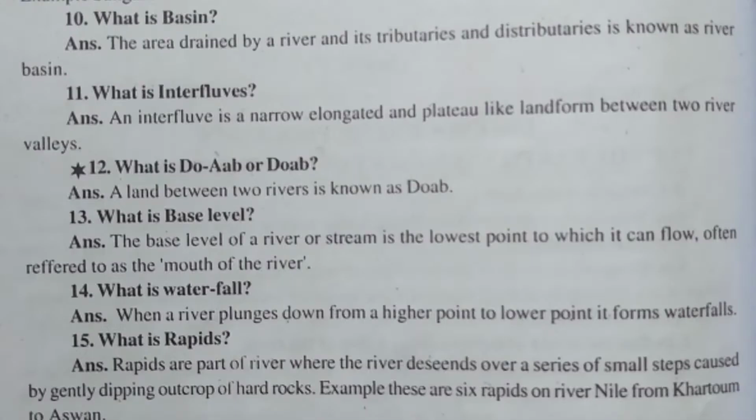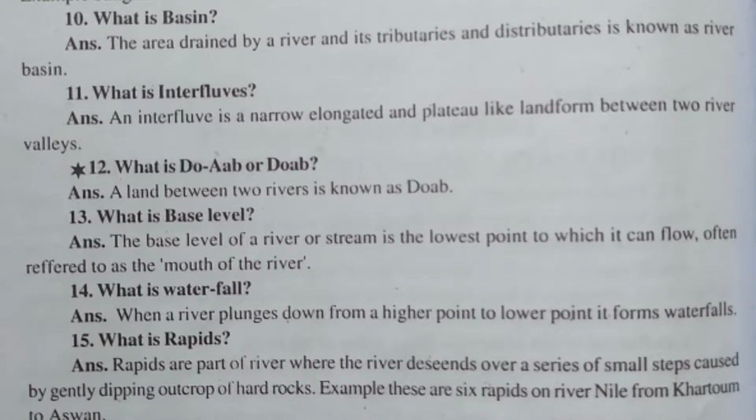Next question is what is basin? The area drained by a river and its tributaries and distributaries is known as river basin. Next question is what is interfluve? An interfluve is a narrow, elongated and plateau-like landform between two river valleys. Next question is what is doab? A land between two rivers is known as doab.